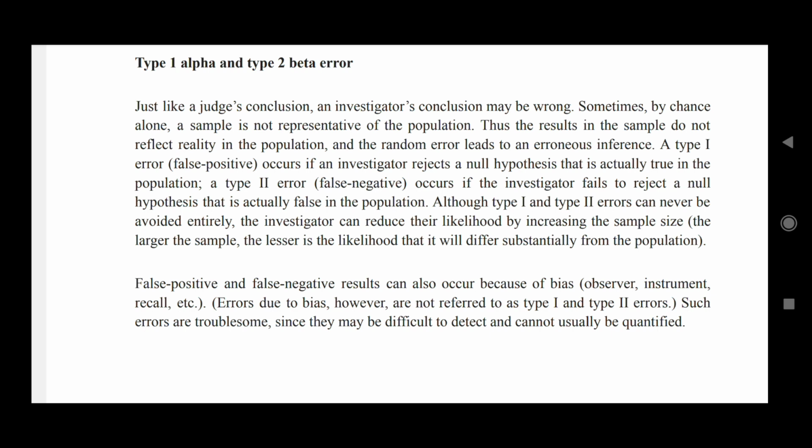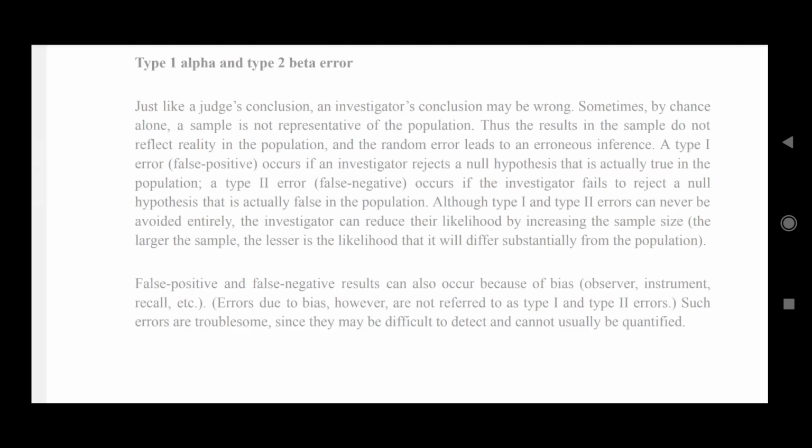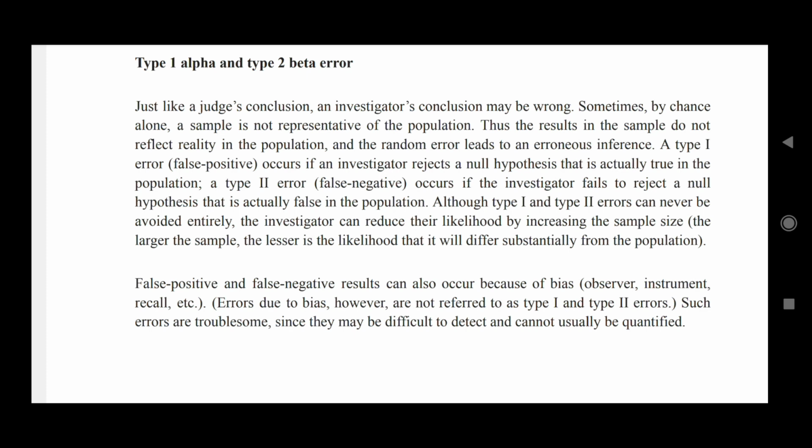False positive and false negative results can also occur because of bias, like observer, instrument, recall bias, etc. Errors due to bias, however, are not referred to as type 1 and type 2 errors. Such errors are troublesome since they may be difficult to detect and cannot usually be quantified.